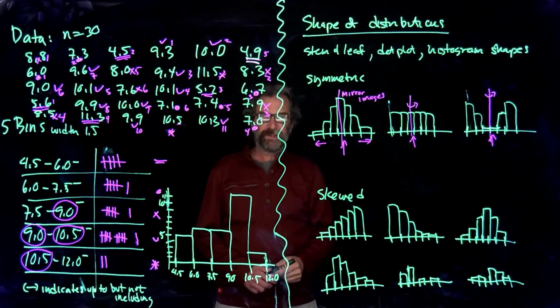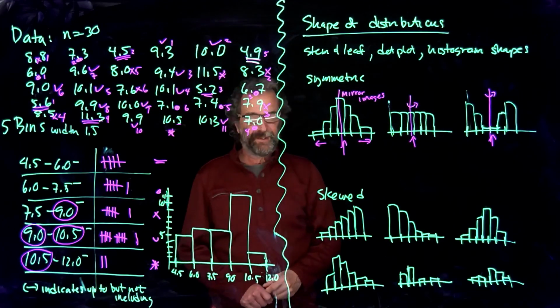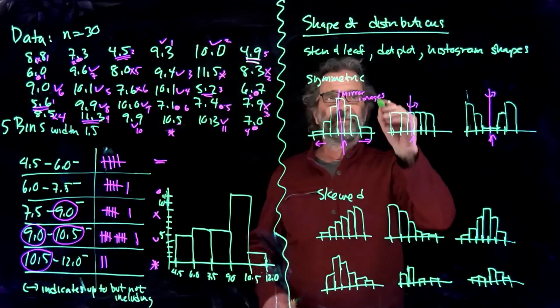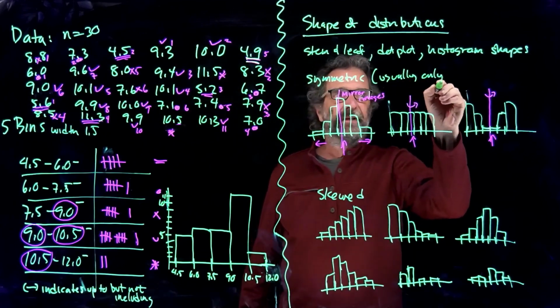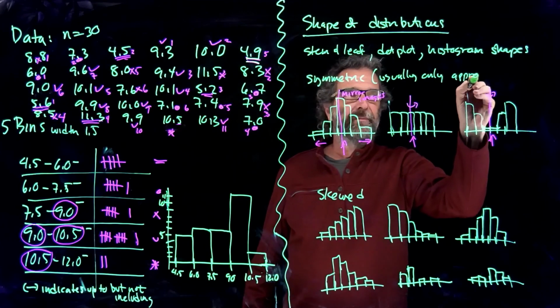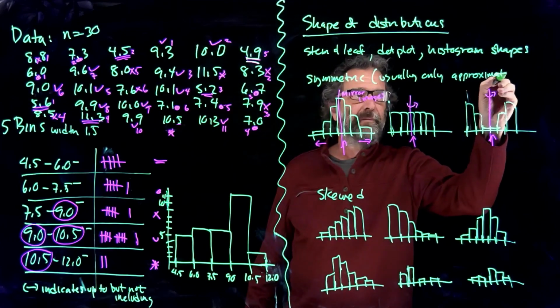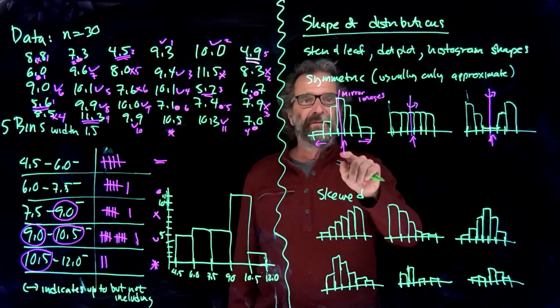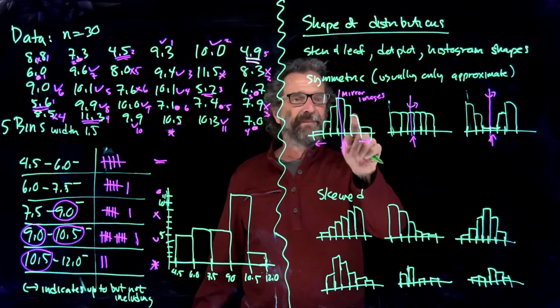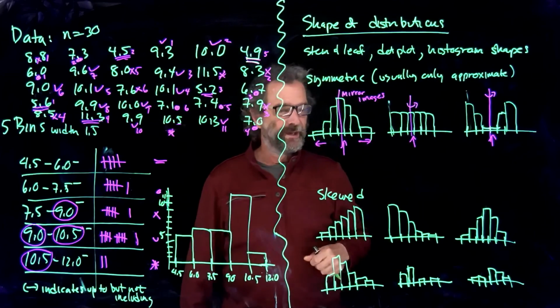Now you have a little bit of flexibility. We usually say approximately symmetric. Usually only approximate. So with approximate symmetry, well, maybe this is only approximate, so this doesn't match that exactly, but it's more or less symmetric.